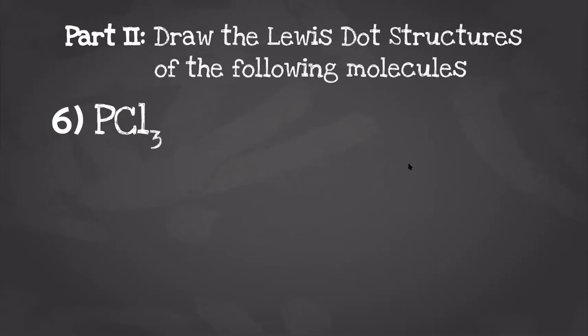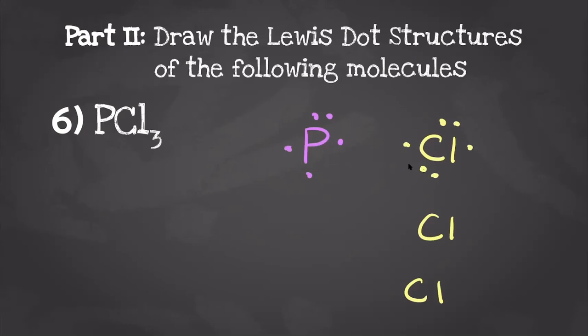Next we have phosphorus trichloride. Phosphorus, again from my periodic table, is going to have 5: 1, 2, 3, 4, 5. And we're going to have 3 chlorines, so each one is going to have 7: 1, 2, 3, 4, 5, 6, 7, and then again 1 through 7 for each of the others. And now we just have to move them.